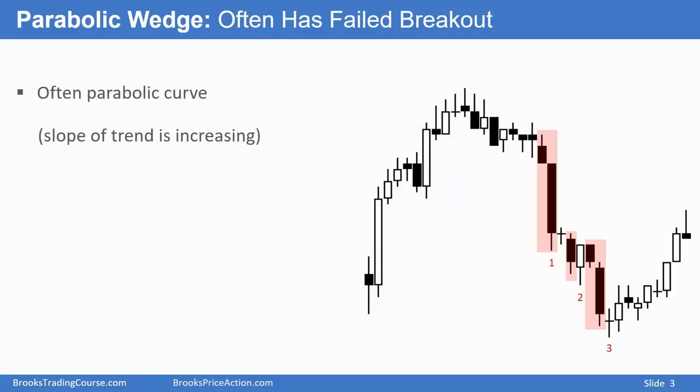The curve may or may not be parabolic. For example, this bull parabolic wedge is not parabolic. However, the bear parabolic wedge, if you draw a line connecting point 1 and point 2, and then another line connecting point 2 and point 3, the second line is steeper. So the downward slope is increasing, and that's why I use the term parabolic. You can see point 1, point 2 here, and then the third push, it's steeper.